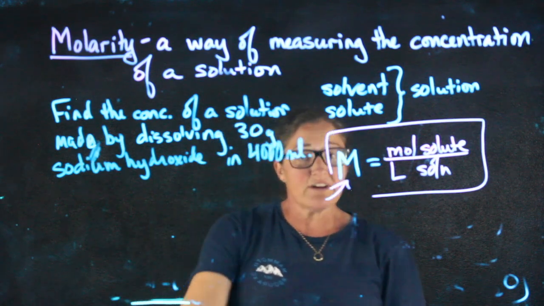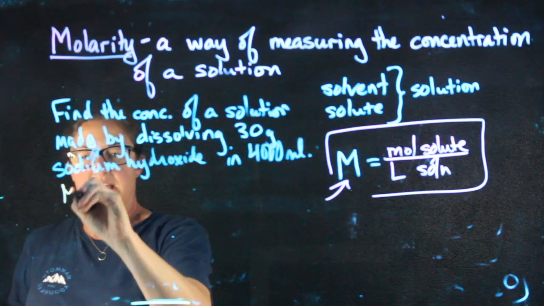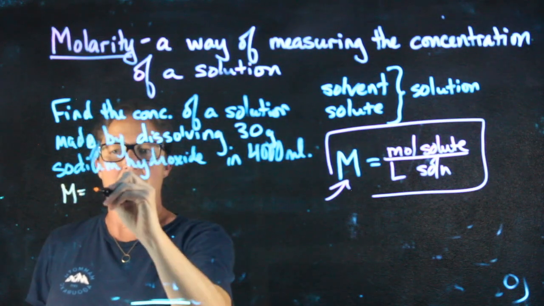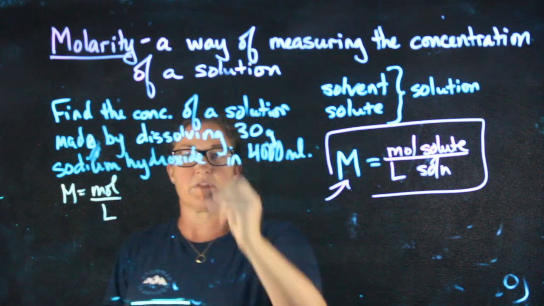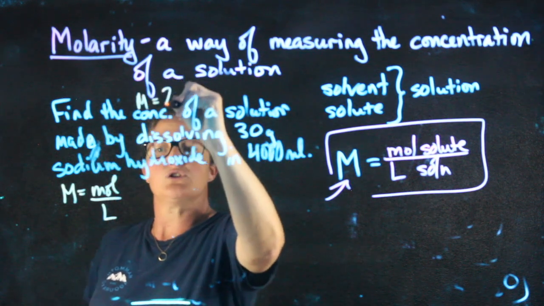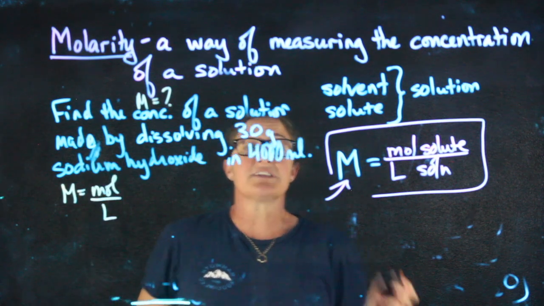Okay, so let's consider how we want to approach this. I'm looking for the molarity. If I want the molarity, I'm going to need to know the moles and the liters in order to calculate it. Do I know the moles? No, I don't. Do I have enough information to get the moles?